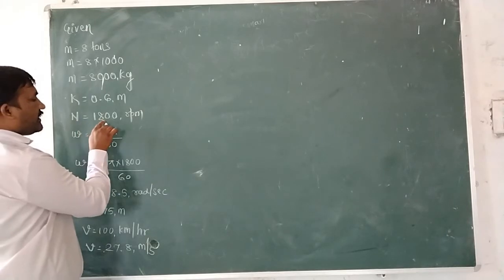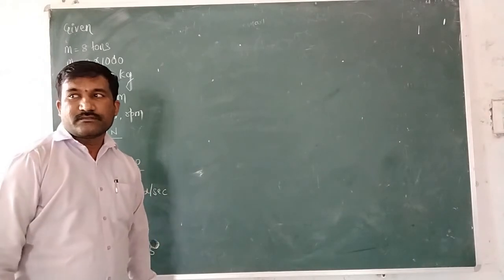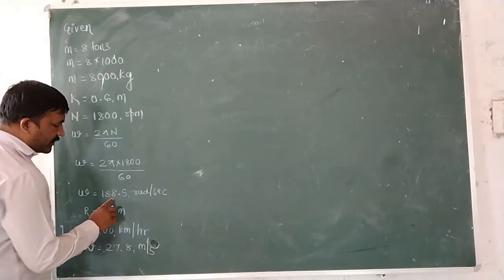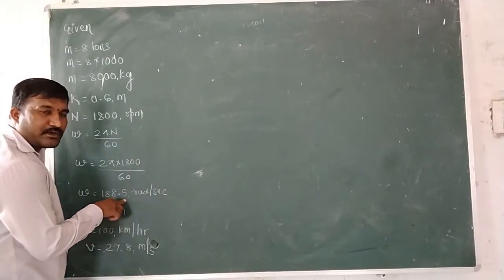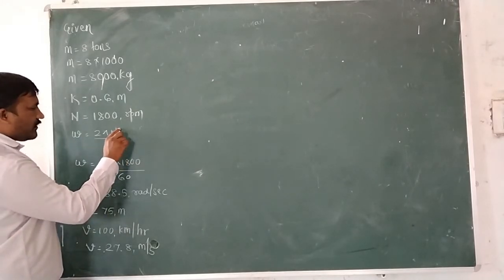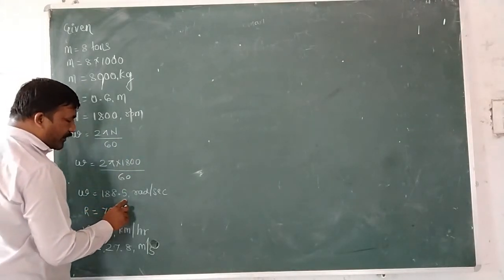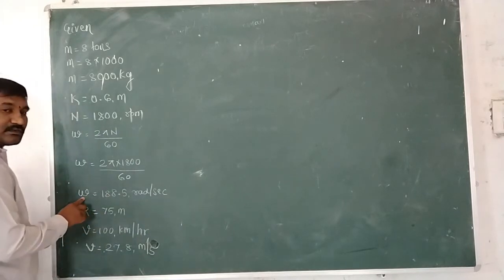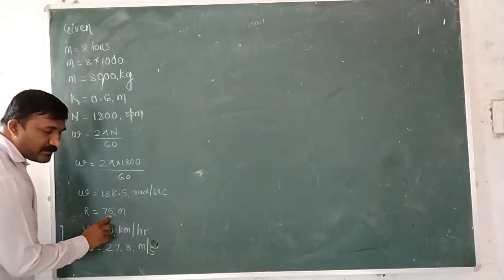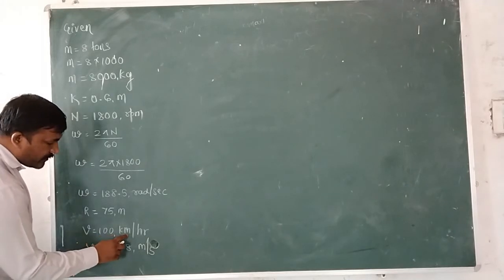RPM is also given, that is 1800 RPM, and we will convert this RPM into the angular velocity. The value of angular velocity will be 188.5. How? We have used omega equals 2 pi N upon 60. We put the value of N, that is 1800, and we get 188.5 radians per second as the angular velocity. Now radius of turning is also given, that is 75 meters. And the velocity is given as 100 kilometers per hour.